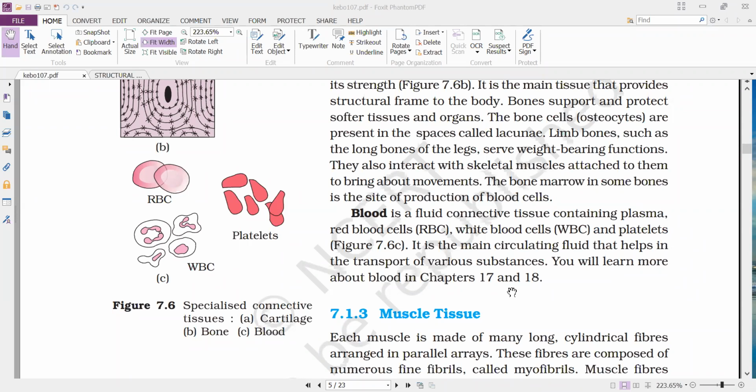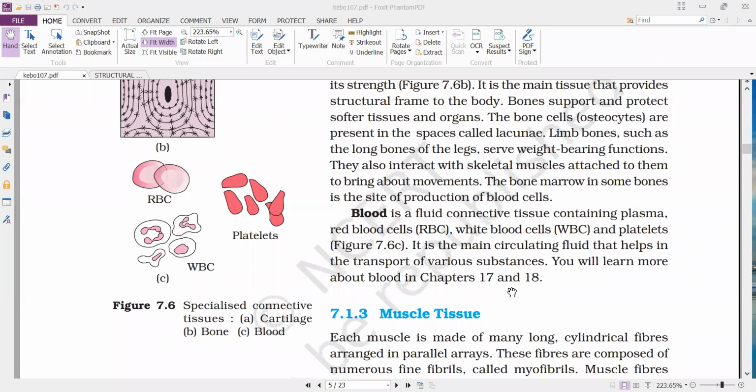Along with that, we find the white blood cells, or leukocytes, or white blood corpuscles. Along with this, we find the platelets. All these, along with the plasma, together form the blood, which is the fluid connective tissue of the body.